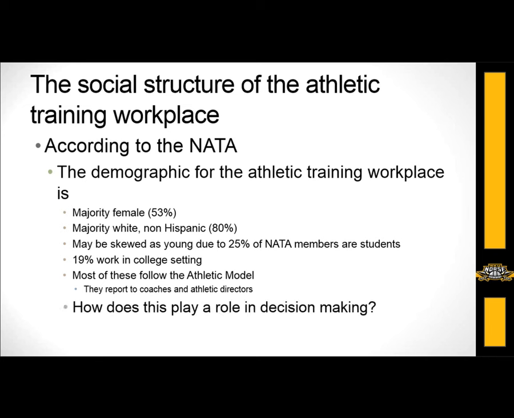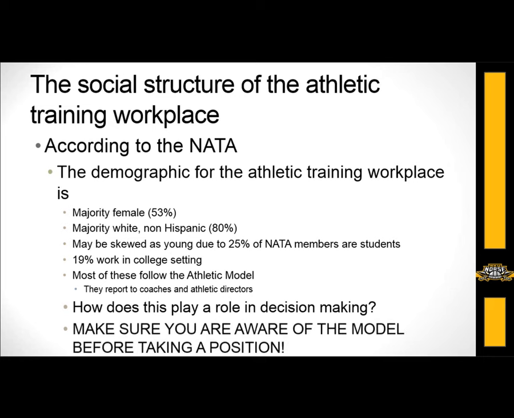Now, how does this play a role in you making decisions as an athletic trainer? That's really something to think about. Before you take a position, you need to be aware of this model. And we talk a little bit about this in that case one that some of you have already posted on, and a lot of you did an awesome job. But really be aware of this. Does it follow that athletic model or maybe a little bit more of that alternative model?